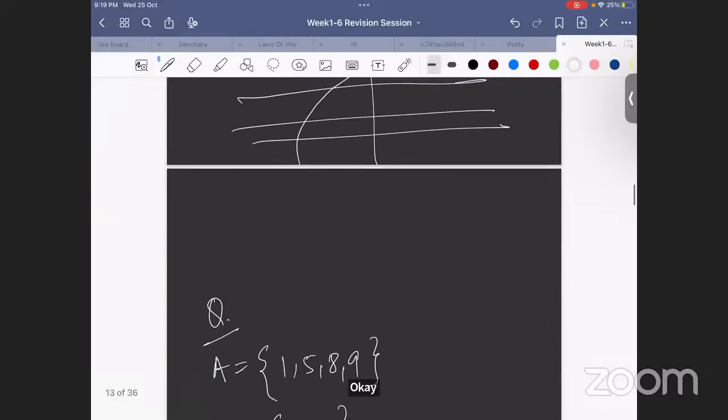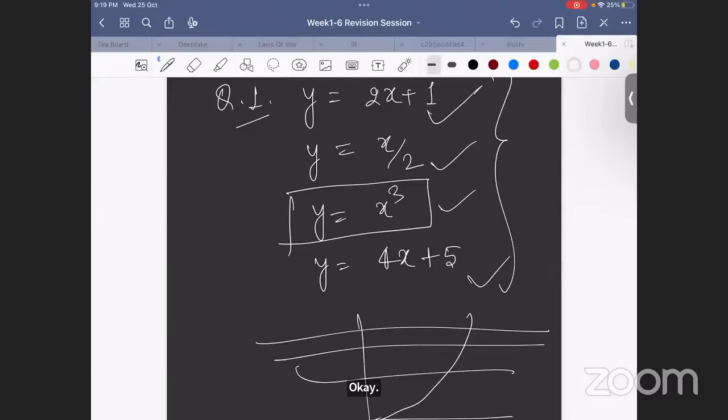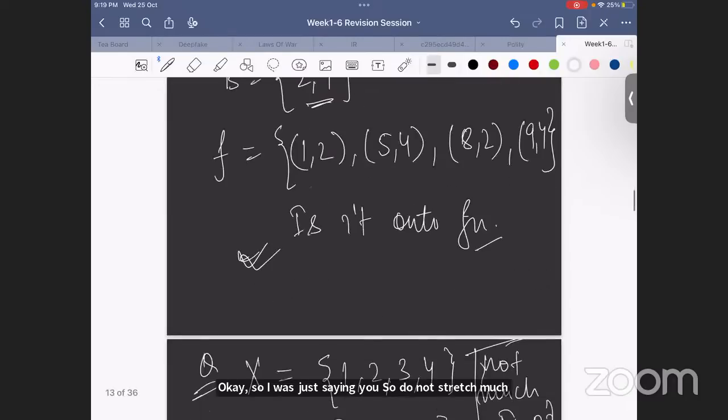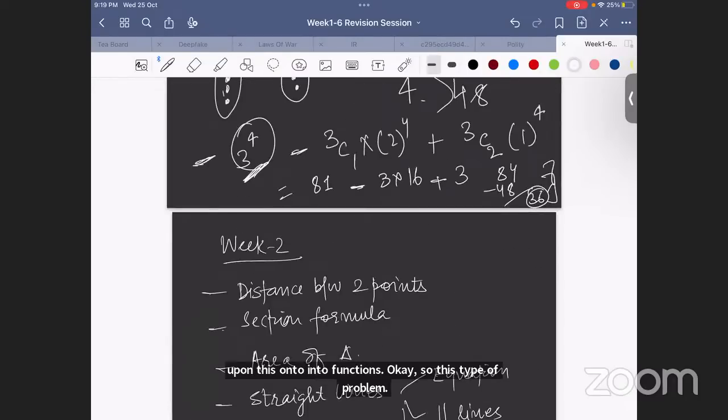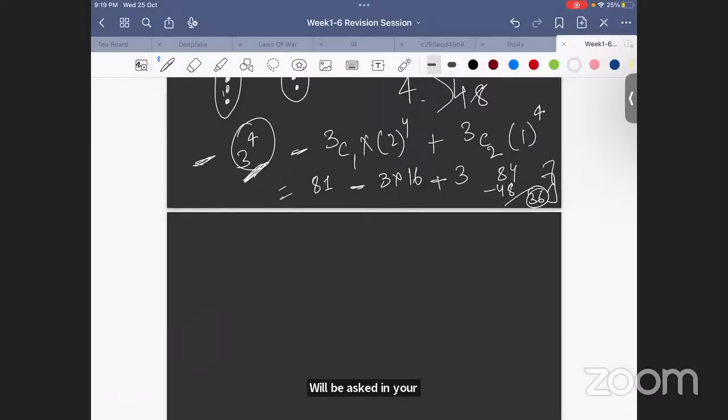Okay. So I was just saying, do not stretch much on this onto and into functions, okay? This type of problem may be asked in your paper. I'm just giving you some sample questions, to show which type of problem can be asked in your exam. Okay. Is this clear to everyone?